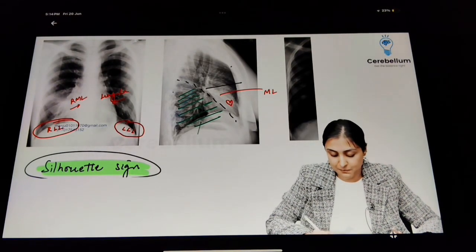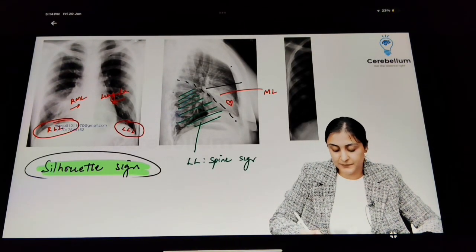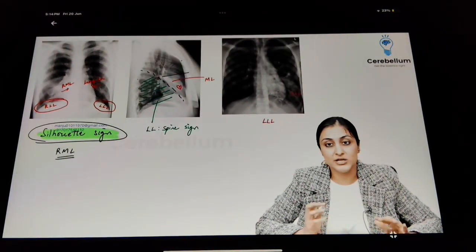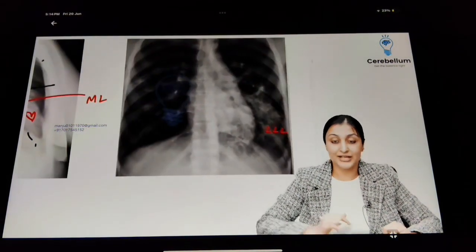It will obliterate the spine. So that is what we call the spine sign also. So if something overlies the spine, that's lower lobe. If something overlies the heart, that is middle lobe. So this is the silhouette sign for localization of a consolidation.